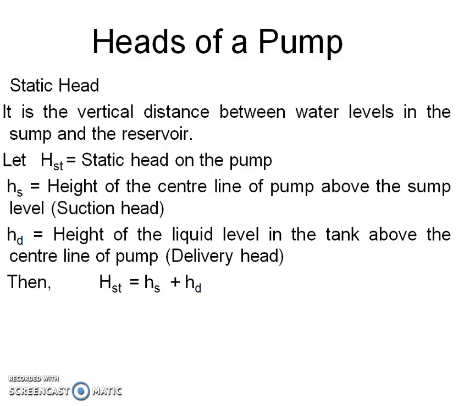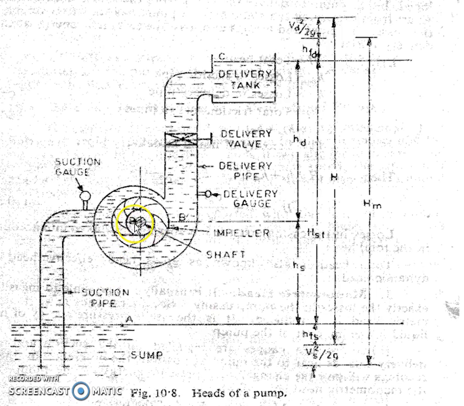Different heads of the pump. So we have the static head, which is nothing but the sum total of the suction head and delivery head. As you see, the vertical distance between the eye of the impeller and the free water level in the sump, we call the static suction head, and from this eye level to the topmost position to which the fluid is being pumped, we call the delivery head. So the sum total of HS and HD will give you the total head.